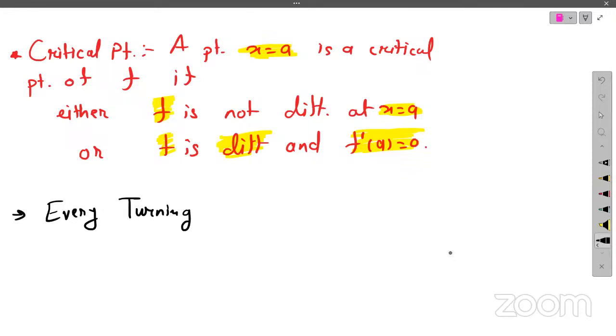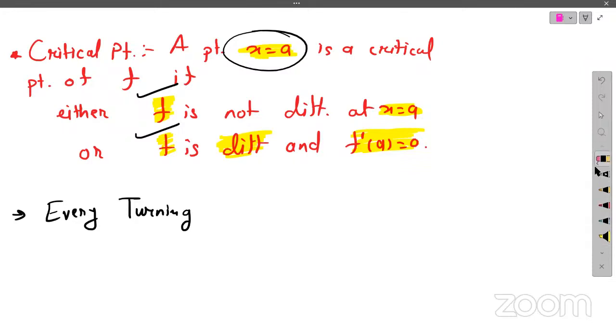Yes, ma'am. So a critical point is this: if you take any point x = a, then this point is a critical point if one of the scenarios is happening. So what are the scenarios? First, it is possible that the function is not differentiable at that point, so that point is also known as a critical point. And second, if the function is differentiable at that point, then the derivative should be equal to 0.